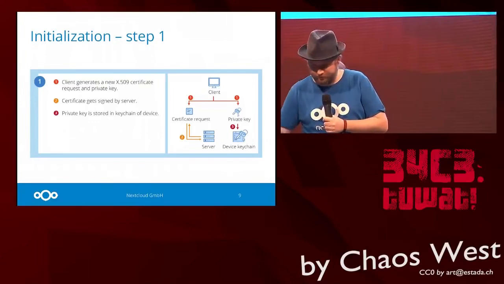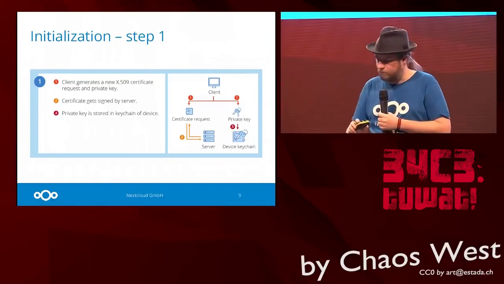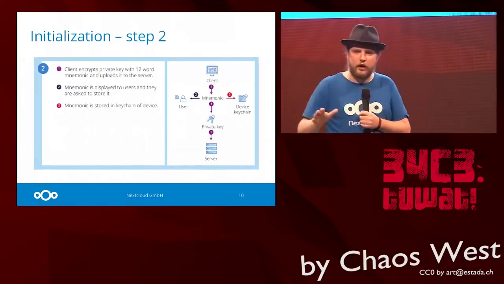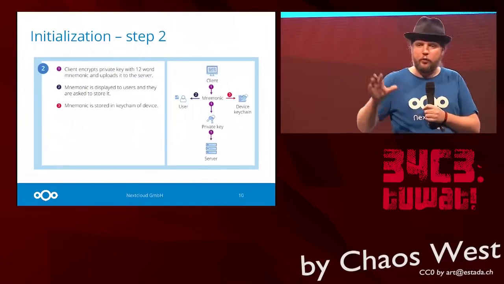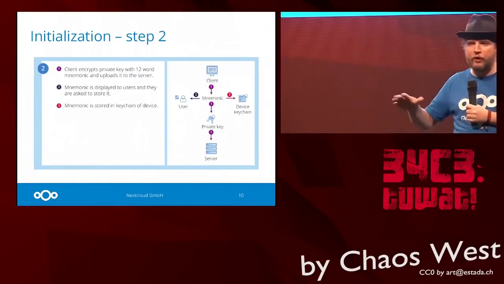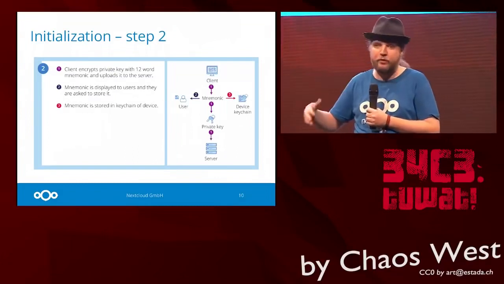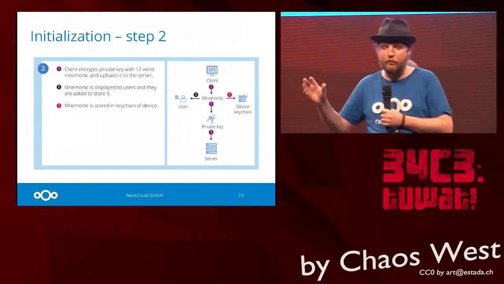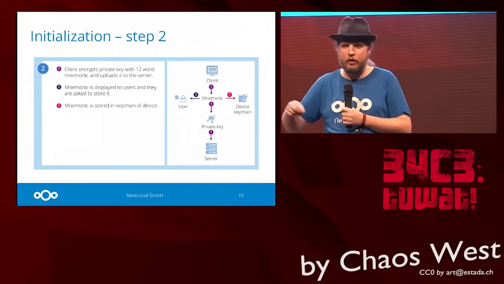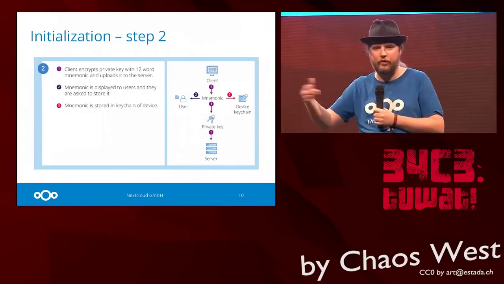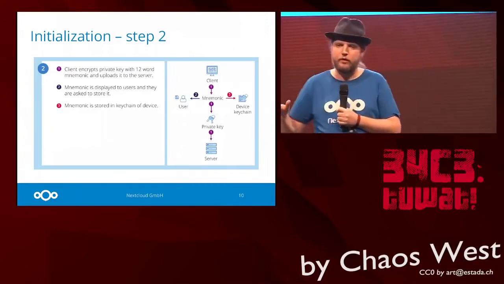Next step. So what we've done now is we have on the server your private key, which is encrypted with a 12-word mnemonic, which you only have on the device and on a piece of paper if you wrote it down. And we have the public key, and both of them are protected with the certificate, as in you can verify the certificate for them. Yeah?